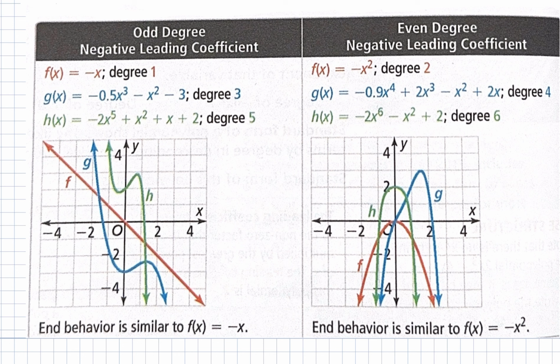And then the last set, we have even degrees, except now we've got negative leading coefficients. Here's a negative 1, negative 0.9, negative 2. Now, in this case, the end behavior is pointing down into the negative. So basically, the end behavior is going to be similar to f of x equals negative x squared, which is this red parabola. You see the green going down and to the left, going down and to the right on this side. The blue is going down and to the left, and on this side, it's going down and to the right.